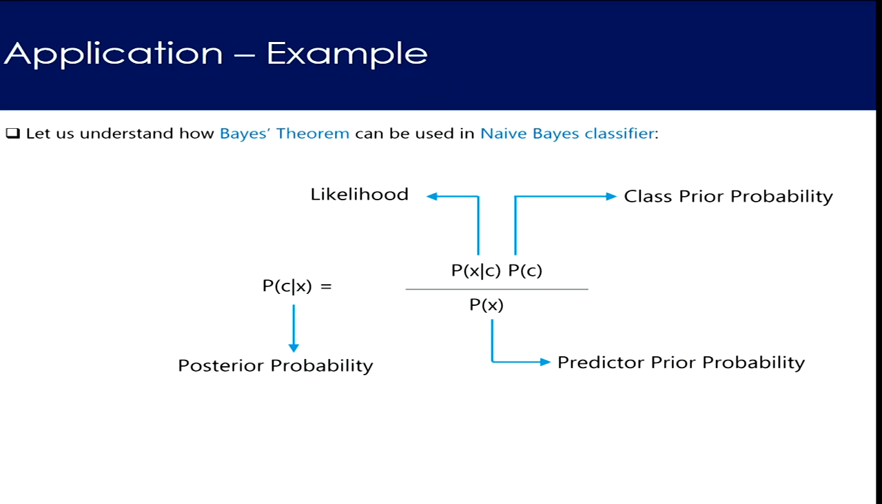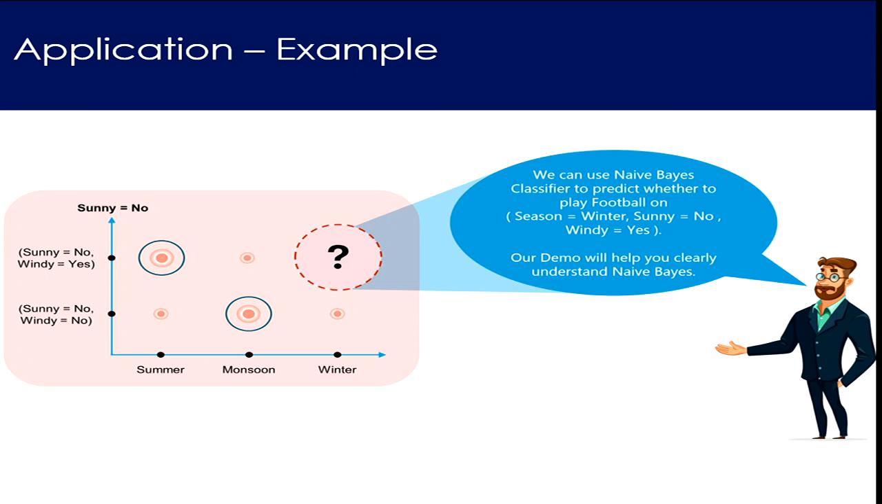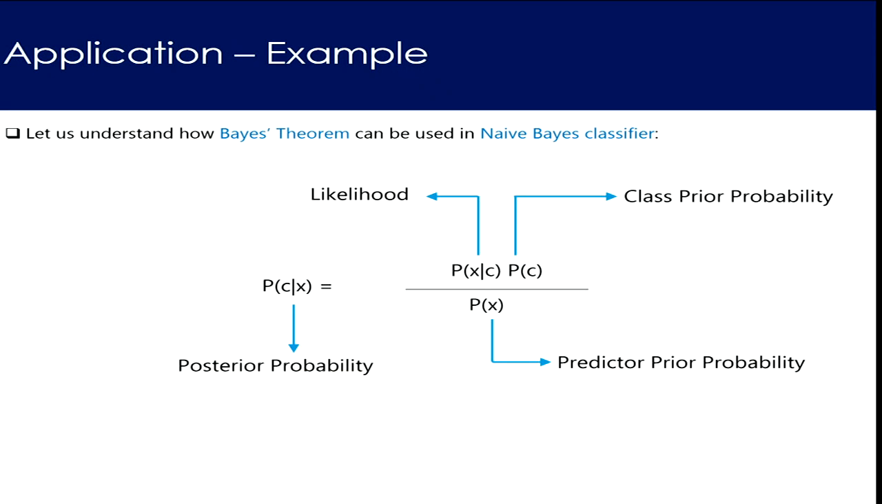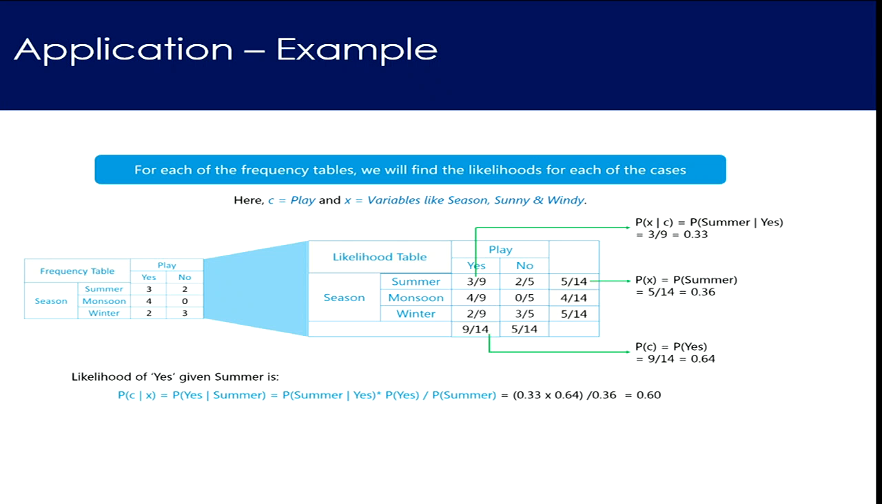So this is where the naive Bayes algorithm comes in. Using the same formula as Solomon mentioned just now, here we want to find out whether it is good to play football in the winter season when there is no sun and there is wind. Okay, so first what we do is calculate the frequency table from the past. For example, how many times it was good to play in summer, monsoon, winter, and then you calculate the likelihood, which is basically calculating the probability.